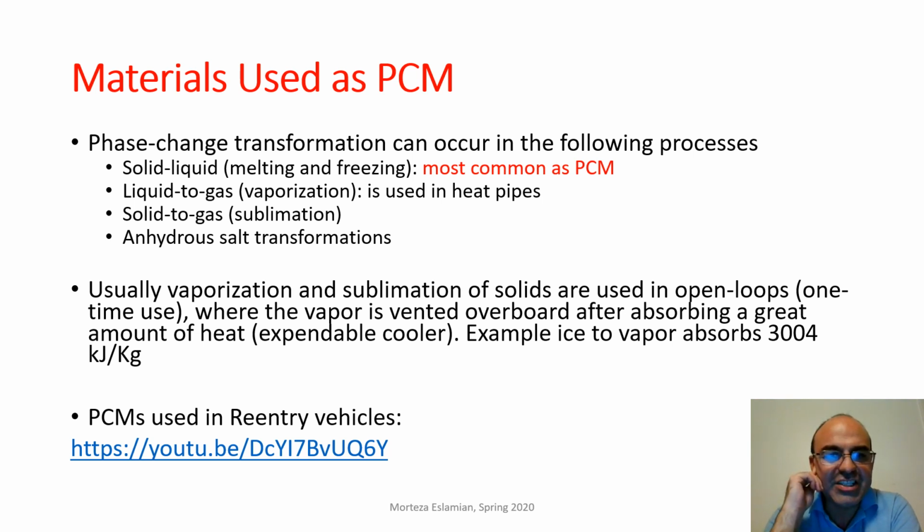So what kind of materials are used as PCM? The phase change transformation can occur in the following processes: solid to liquid, which is fusion, melting or freezing. The heat is called the heat of fusion. This is the most common type, solid to liquid and liquid to solid. It can also be done in the form of liquid to gas, a phase change process which occurs also in heat pipes. The heat of vaporization is actually much higher than the heat of fusion.